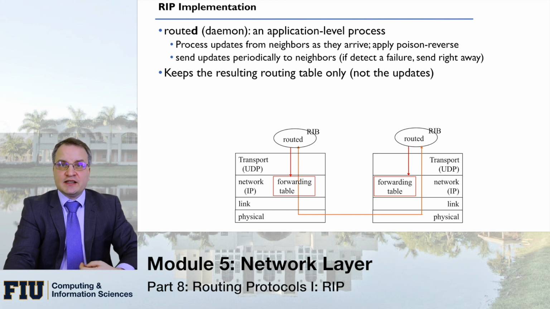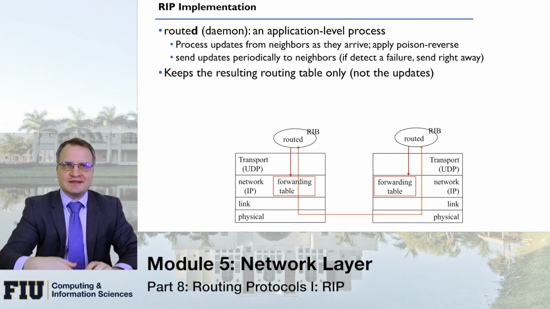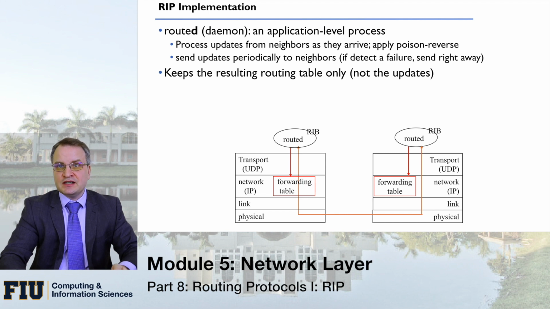Just a few small highlights about the implementation. There are multiple implementations of the RIP protocol. One of them, I think it's a legacy implementation, is part of the routed daemon. It's basically an application process that contains its own RIP, and whenever it receives messages, it simply updates a routing table or forwarding table in the kernel of the operating system. I think you can run it on some BSD systems. I'm not sure it actually exists on the Linux operating system.